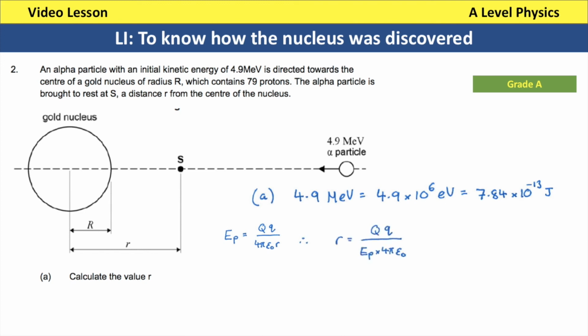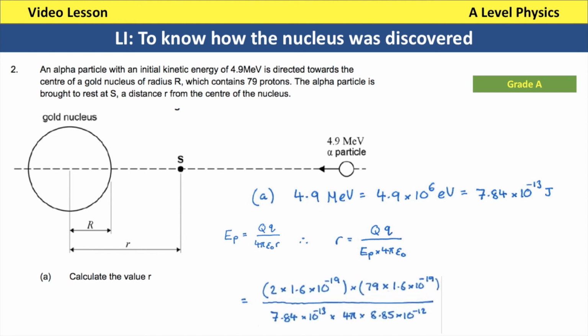I rearrange this equation for r, so I'll multiply up by r and divide by electric potential energy, and then substitute the values in. So 2 times 1.6 times 10 to the minus 19 is the charge of the alpha particle. 79 times 1.6 times 10 to the minus 19 is the charge of the gold nucleus, and I divide that by 7.84 times 10 to the minus 13, which is the kinetic energy or the electric potential energy, multiplied by 4 pi times 8.85 times 10 to the minus 12. That, of course, comes out with a final answer of 4.64 times 10 to the minus 14 meters.